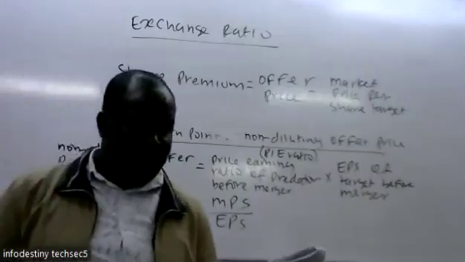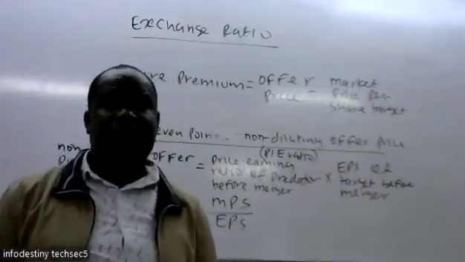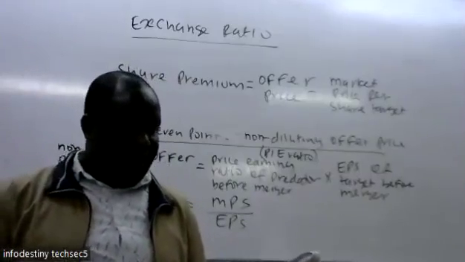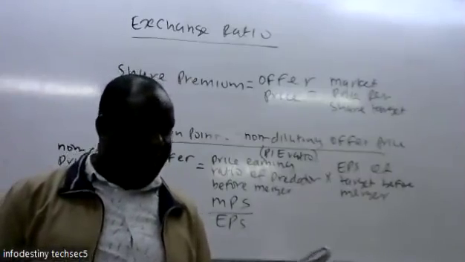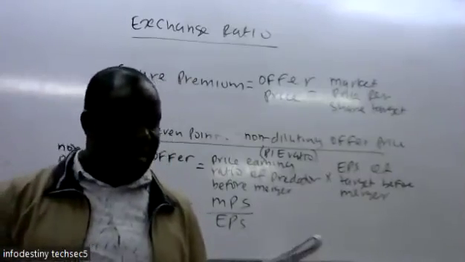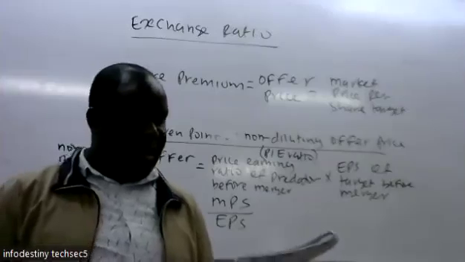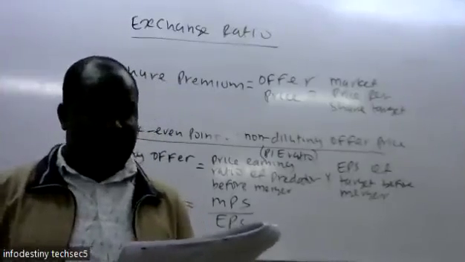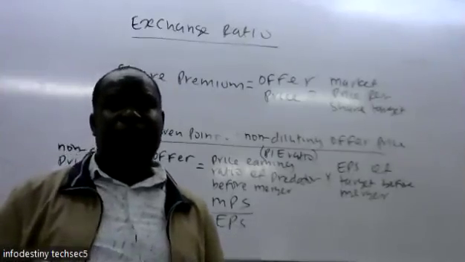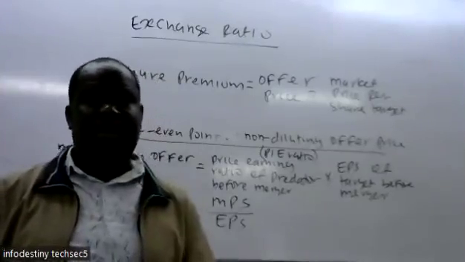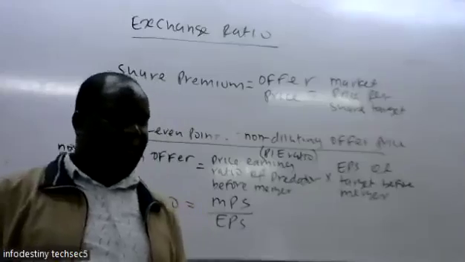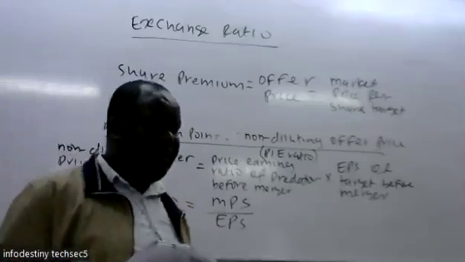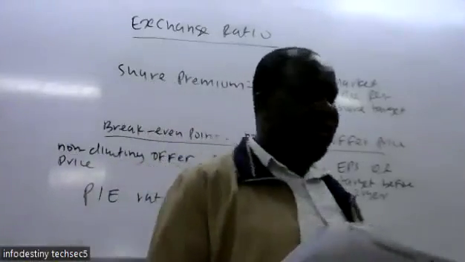So they gave you A Limited and B Limited, where you have been given annual sales, the net income, ordinary shares outstanding, earning per share, and also the market price per share. Both companies are in the 30% income tax bracket.